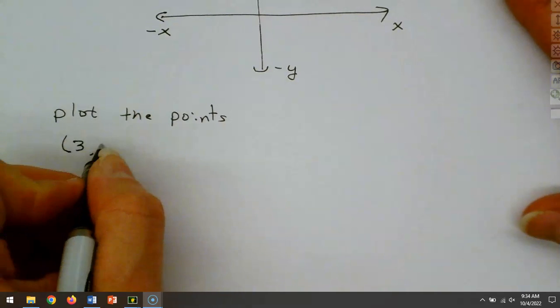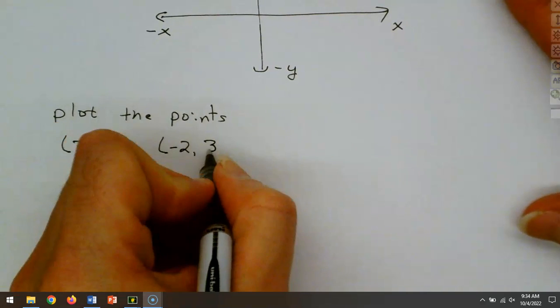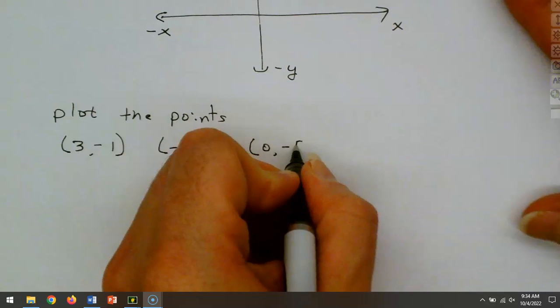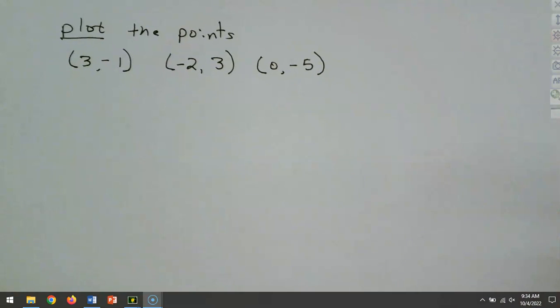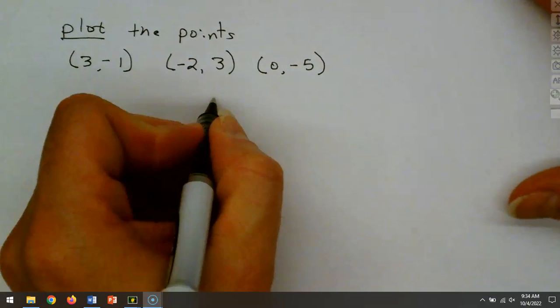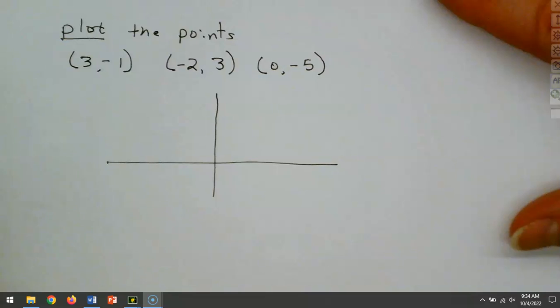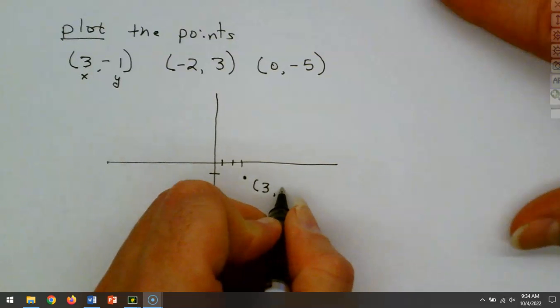And how about 3, -1? How about -2, 3? And 0, -5. We're not going to connect these together. The key word here is plot. That means we plot the points, and we just put a dot where they belong. So if I was going to plot these ordered pairs, we'll start with our first one. We've got 3, -1, so that is over 3. Remember, that's your x, and that's your y. Down 1. So that's 3, -1.